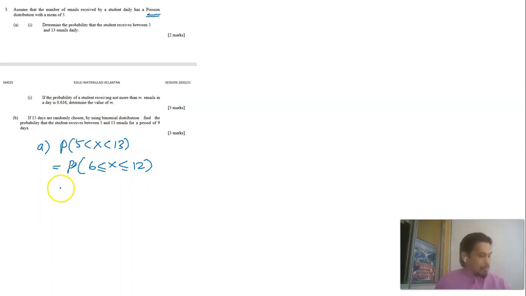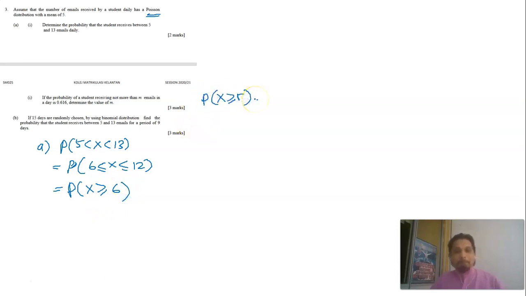If you use the statistical table here, once you find it, all the values here are only for the probability of X greater than or equal to R. So we can use this one here, the probability of X greater than or equal to 6, minus the probability of X greater than or equal to 13.